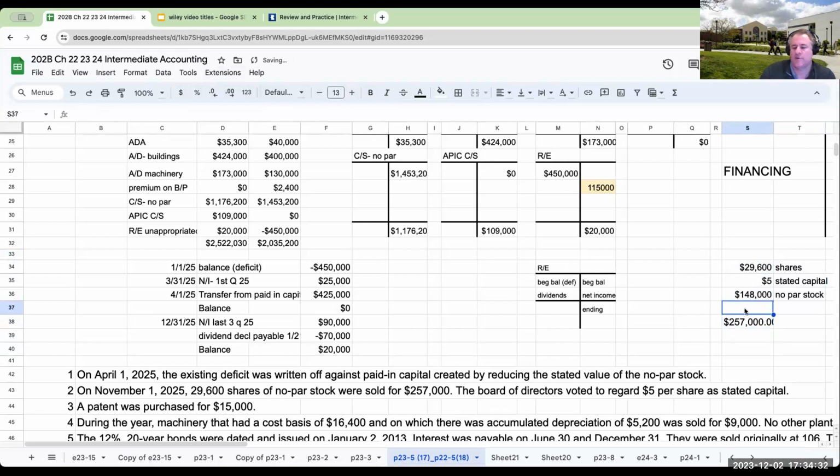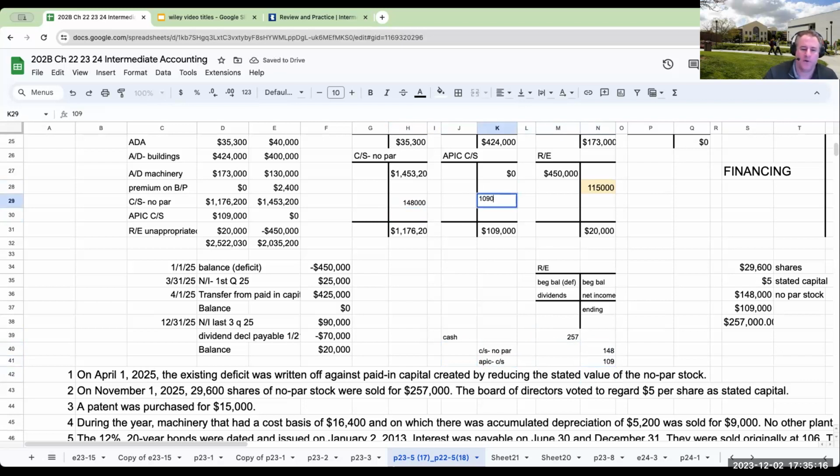So for this one here, the difference between the 148 and the 257 happens to be 109,000, right? Where is that coming from? Well, it's the additional paid in capital common stock. So we have this common stock, no par, and we're going to show this as an increase of 148, because when we issue stock, we're debiting cash, crediting common stock, no par, and crediting additional paid in capital common stock. This is basically for 257. This is for 148, and this is for 109.